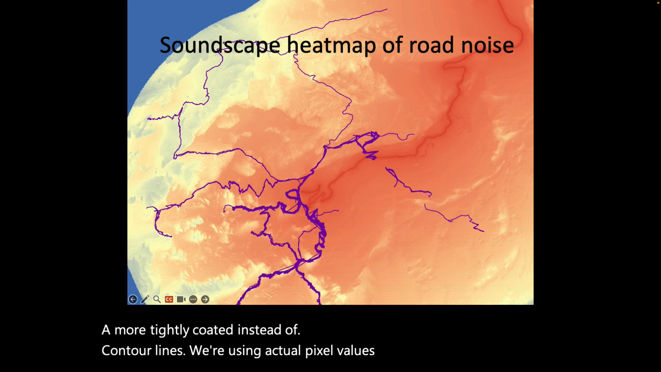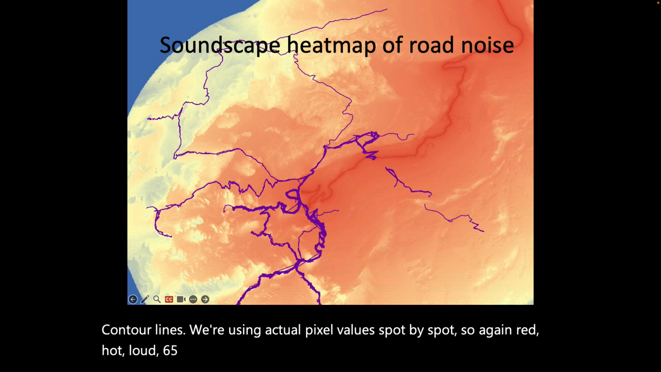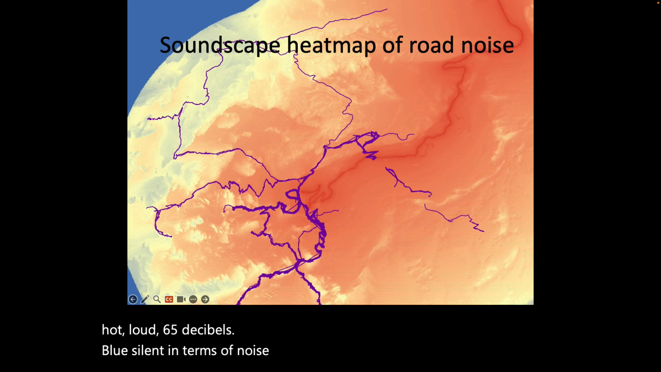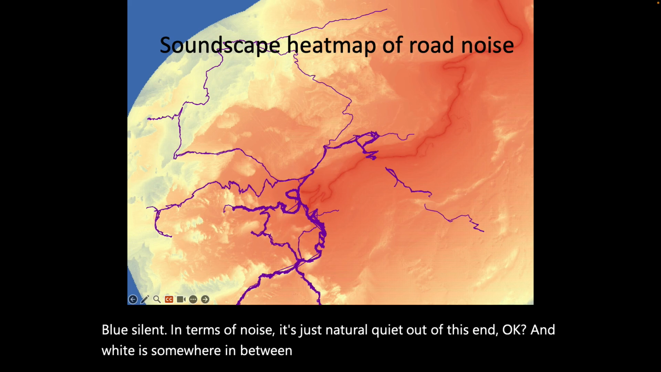Okay, here is a more tightly coded, instead of contour lines, we're using actual pixel values spot by spot. So again, red, hot, loud, 65 decibels, blue, silent in terms of noise. It's just natural quiet out at this end. Okay, and white is somewhere in between 25, 35 decibels, 45 decibels up in that space.